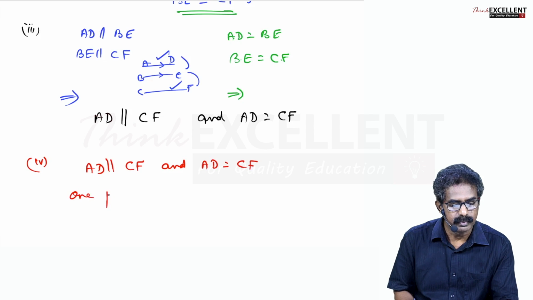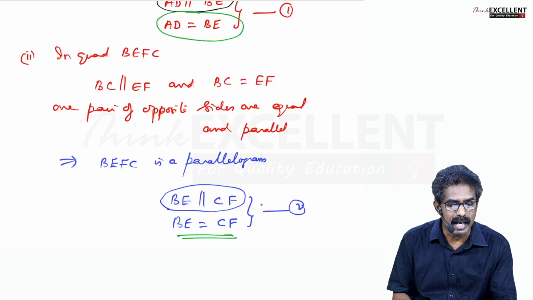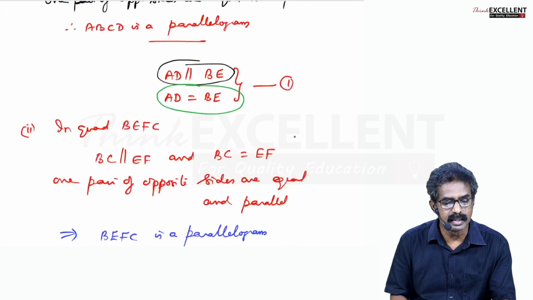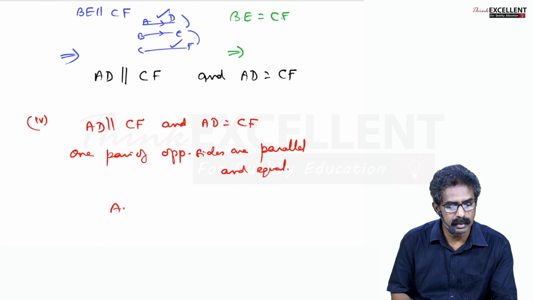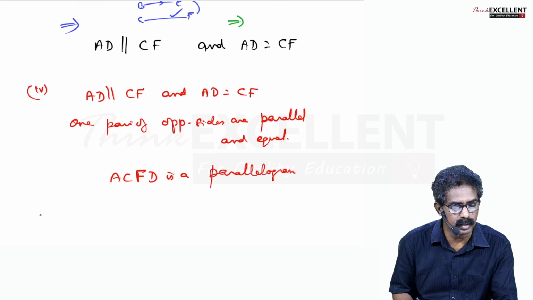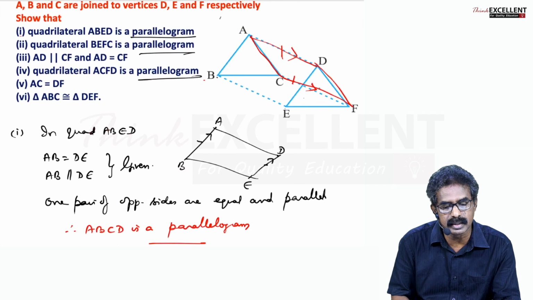One pair of opposite sides are parallel and equal. So you know it is a parallelogram. So you can say ACFD is a parallelogram. Now please listen here, ACFD is a parallelogram.